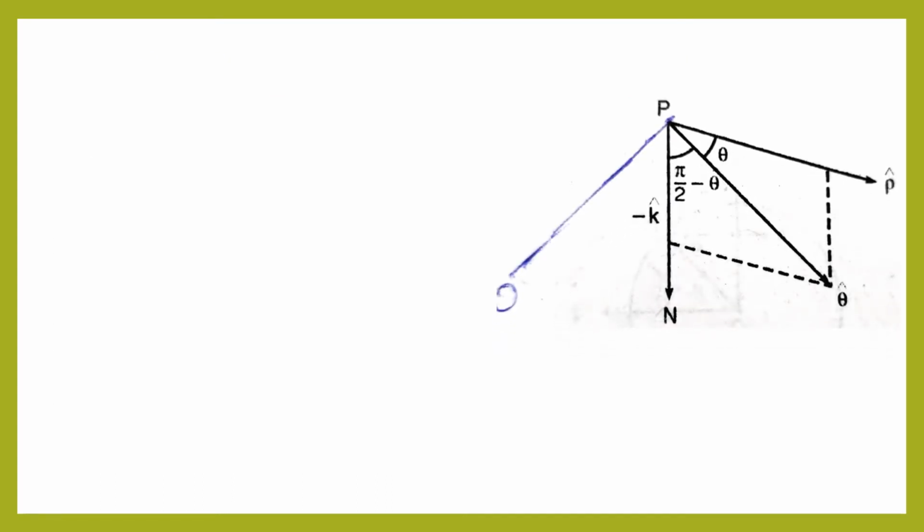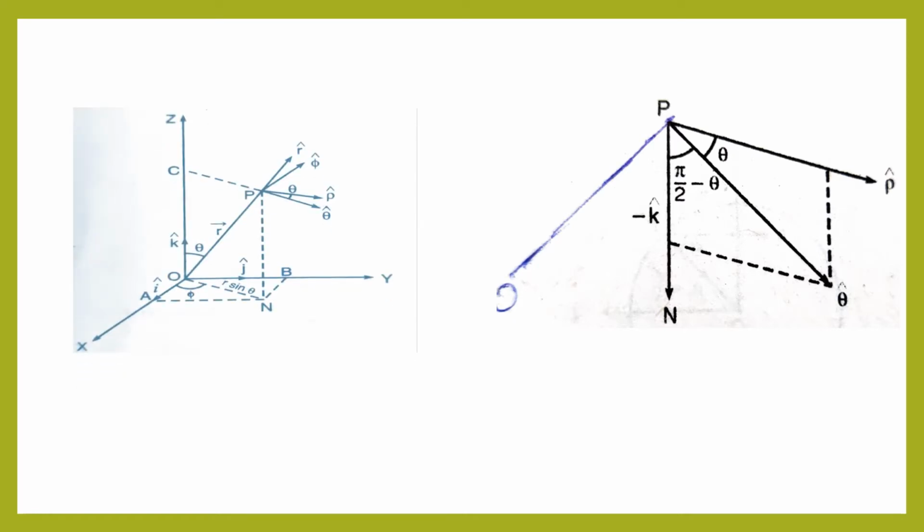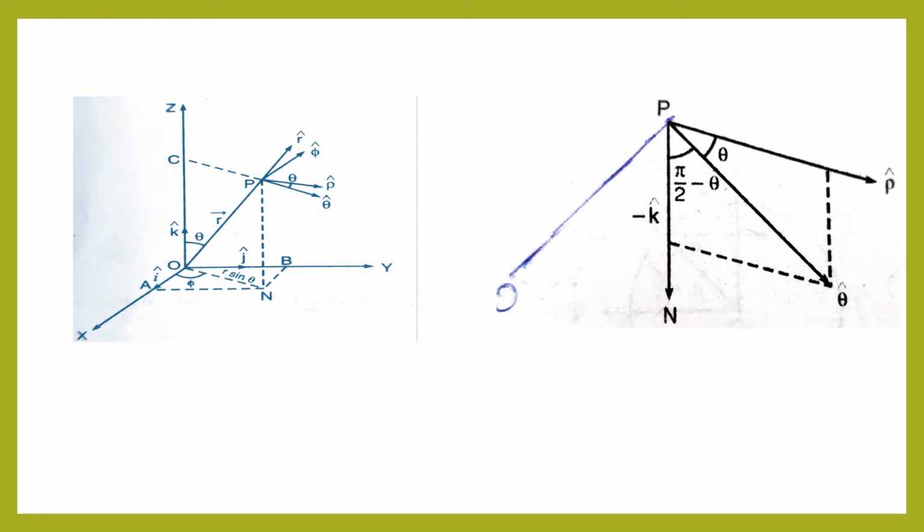You can see in this figure, this point is O. The previous figure is also present here in this portion. Now this point is P. This figure shows clearly that the unit vector theta cap is perpendicular to OP. Where is the unit vector theta cap? This is the unit vector theta cap, which is perpendicular to OP.